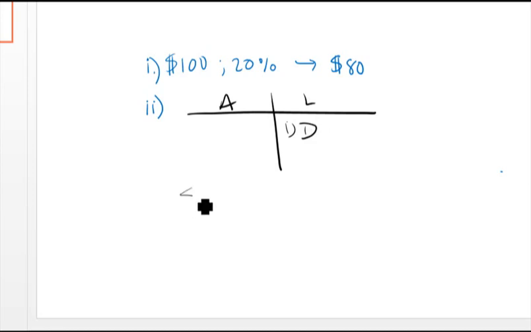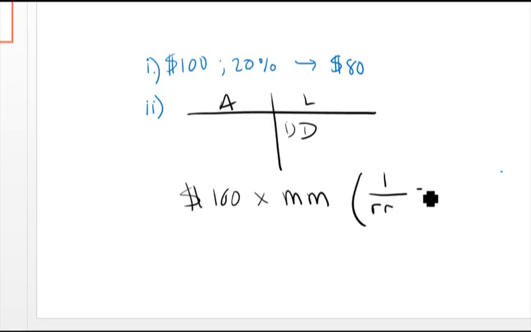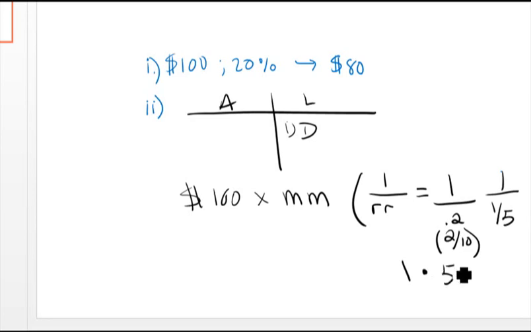What you do is take the $100 that she deposits and multiply it by the money multiplier. Well, what is the money multiplier? You need to remember this formula. It's 1 over the reserve requirement. So it's 1 over 20%, which is the same as 1 over 0.2, which is the same as 1 over 2/10, which is the same as 1 over 1/5. When you divide fractions, you simply multiply by the reciprocal, which would be 1 times 5 over 1, which equals 5.